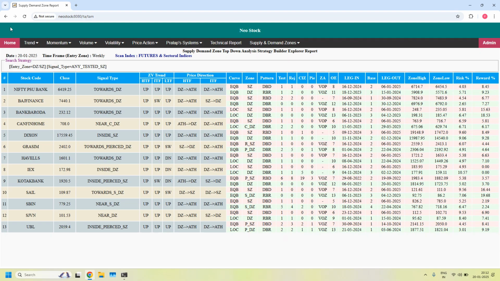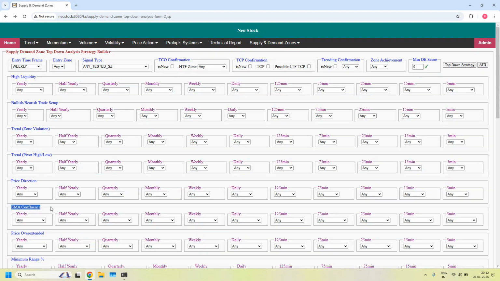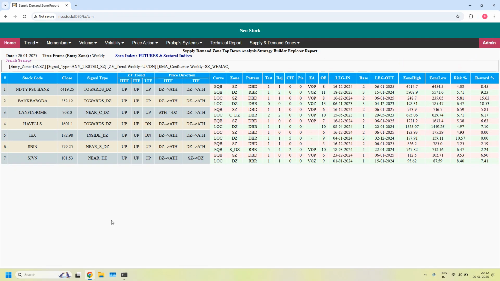Let's verify. In the EMA confluence, weekly time frame, weekly supply zone with weekly EMA confluence, trend on weekly should not be sideways. So let's filter. We got 7 stocks. These 7 weekly supply zones are having weekly EMA confluence, and also current price closed inside the weekly supply zone.